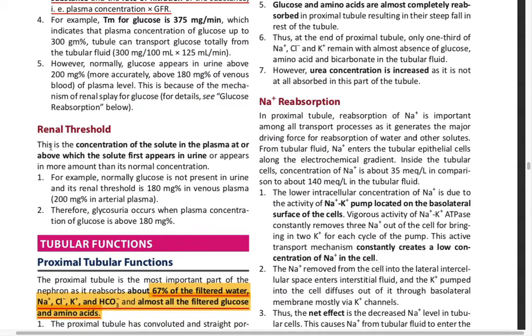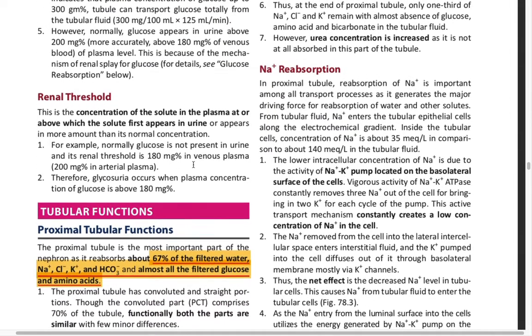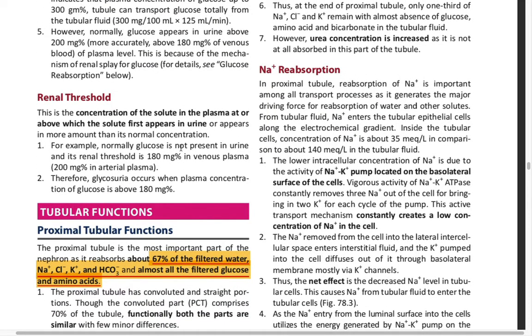Next is the renal threshold. This is the concentration of the solute in the plasma at or above which the solute first appears in the urine, or appears in more than its normal amount. For example, glucose is not present in the urine till the renal threshold of 180 mg% in the venous plasma. Therefore, glucosuria occurs when the plasma concentration of glucose is above 180 mg%.